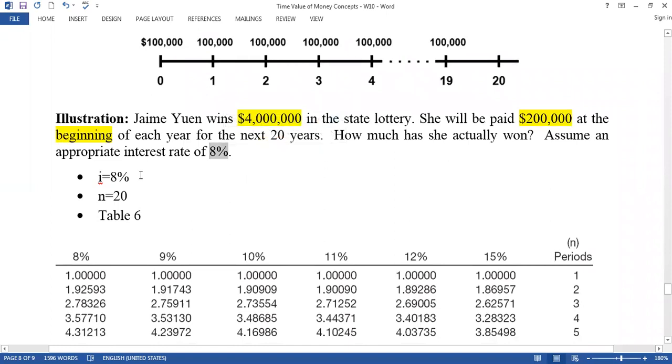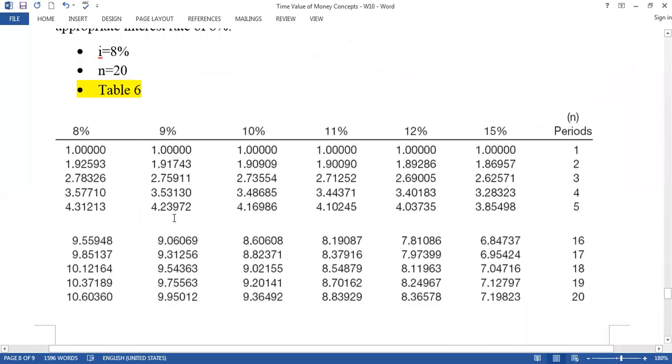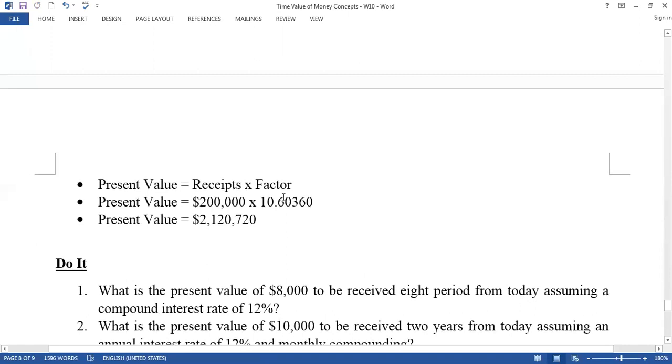I equal 8%, N equal 20, and we are going to use table 6. This is table 6. From this table, we know that N equal 20, so this is the point 20, and I equal 8%. They meet together here: 10.60360. And this is the solution.